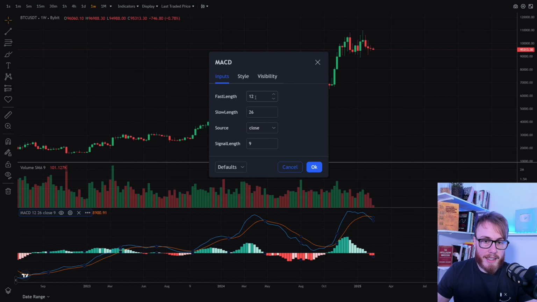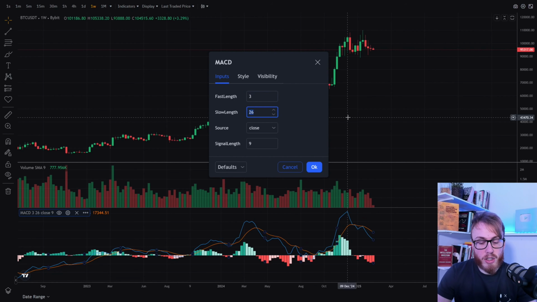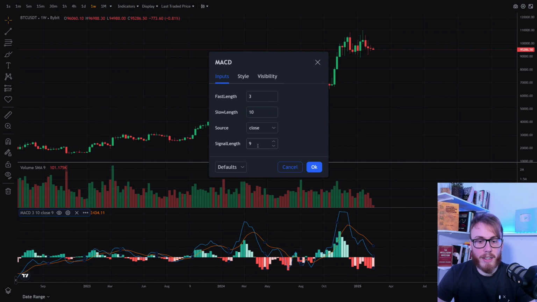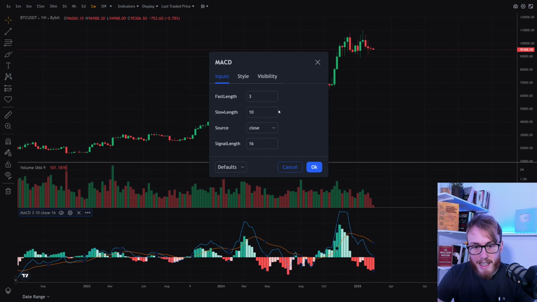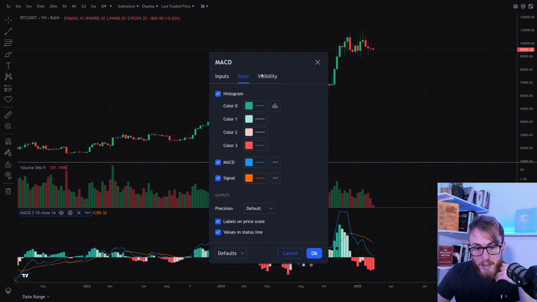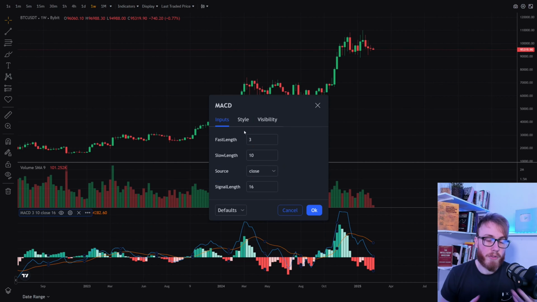The special setting I'm going to use right here has a fast length of 3. So you want to change the fast length from 12 to 3, and a slow length of 10. And the signal length here is actually 16. Unfortunately, it doesn't look like we can choose the moving average type. I like to change the moving average type from an exponential moving average to a simple moving average, but that option doesn't seem to be available here in Bybit. I know that you can do that in TradingView. So unfortunately it doesn't look like I can show you the complete settings.